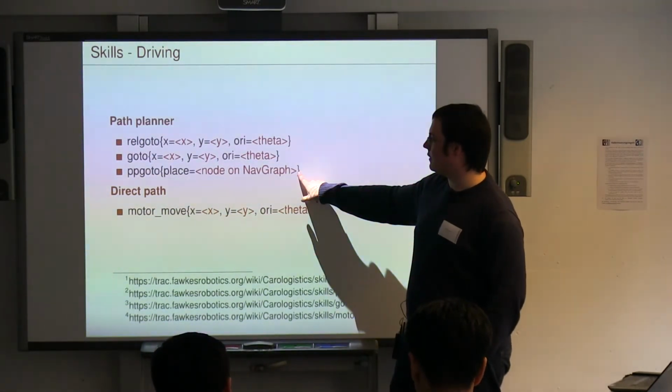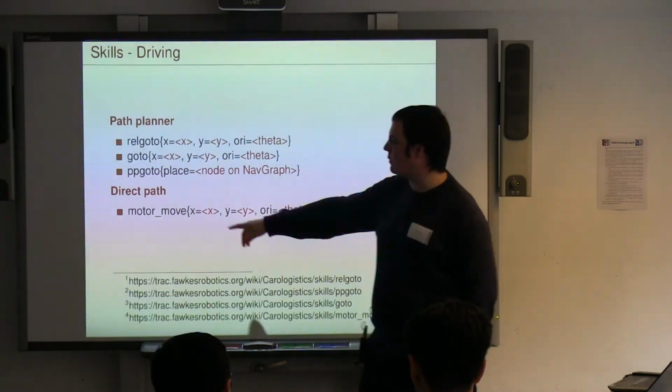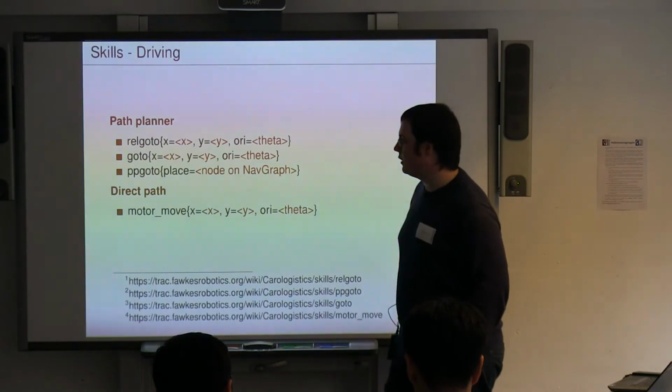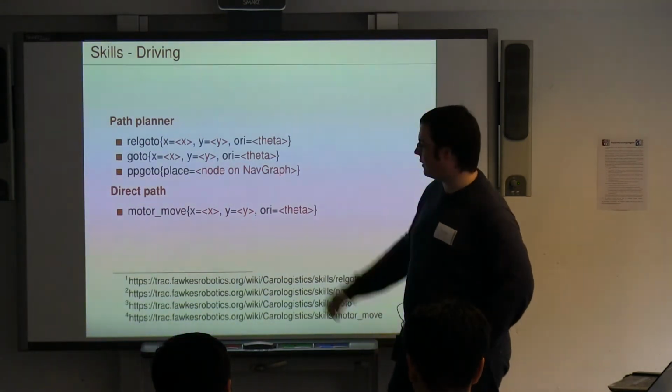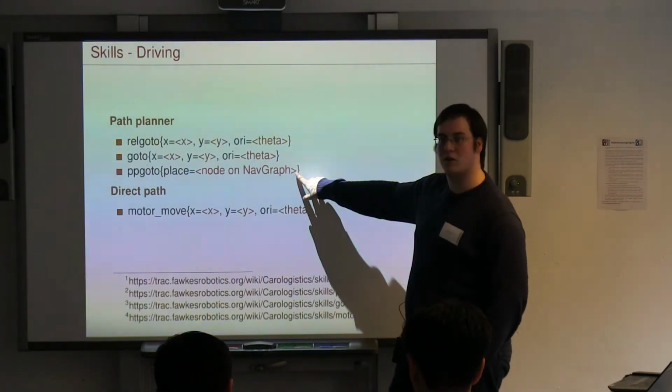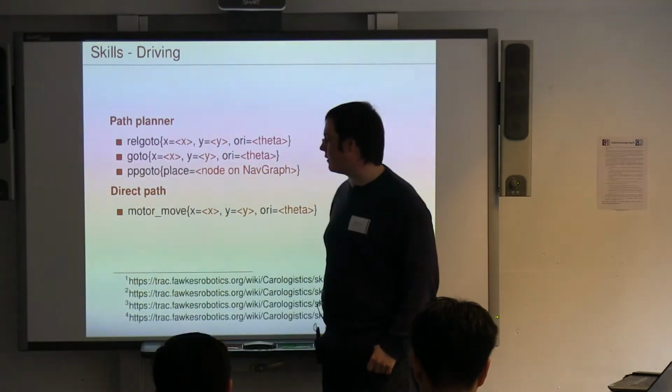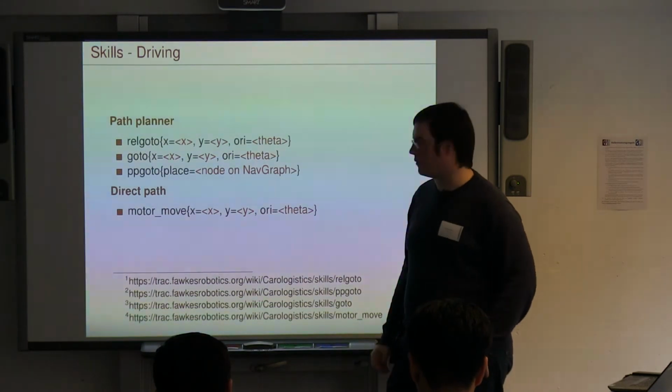And the last skill that uses the path planner is the PV goto, which historically stands for path plan goto, which uses a nav graph as well, and that's the most common skill that we are using during the game. There you define a place on the nav graph to drive to.